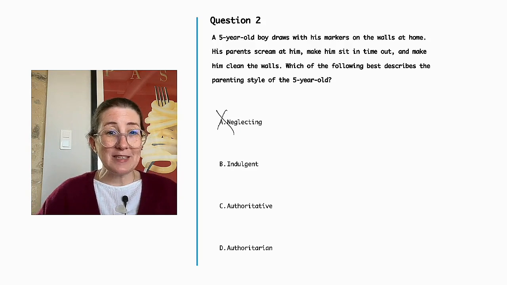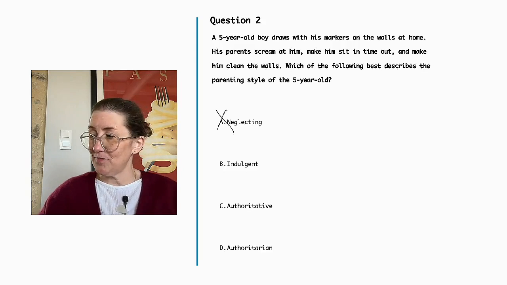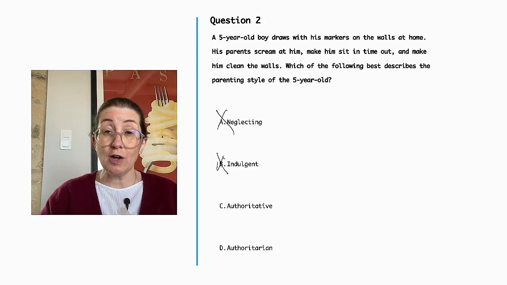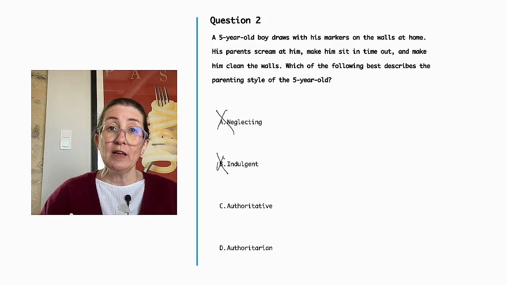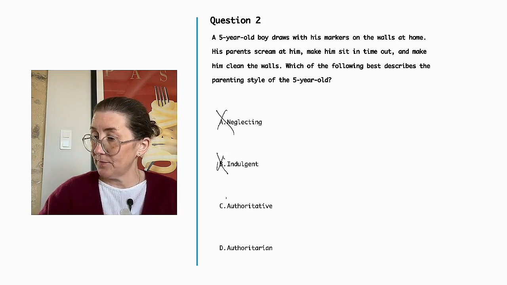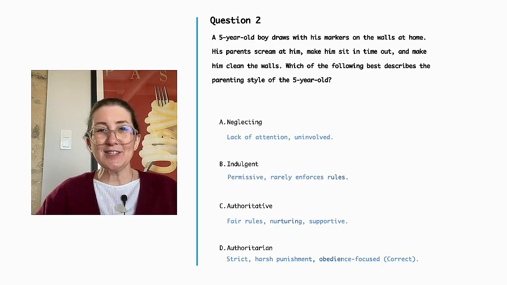Indulgent describes a permissive approach where parents rarely enforce rules or consequences, and this is not evident here either. Authoritative involves setting clear rules with fair consequences while being supportive and nurturing. But the reaction in the scenario described is harsher and more punitive than what is typical of an authoritative style. The correct answer is therefore authoritarian.